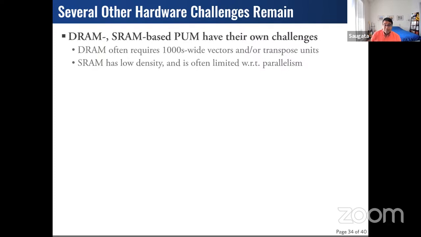Or even if you do that, you need transpose units to be able to rearrange the data for it to work with DRAM. SRAM, we have low densities. They're just not at the scale of main memory. And so you can't use these chips as main memory. So, for example, Racer can be used equally as a main memory as well as a PUM architecture. So you don't have to move data simply to do the accelerated computation. But in SRAM, we still have to swap out between the main memory and the CPU and the upper levels of the cache, just because if you're using it as a cache, it's only got so much area that we can dedicate to it.